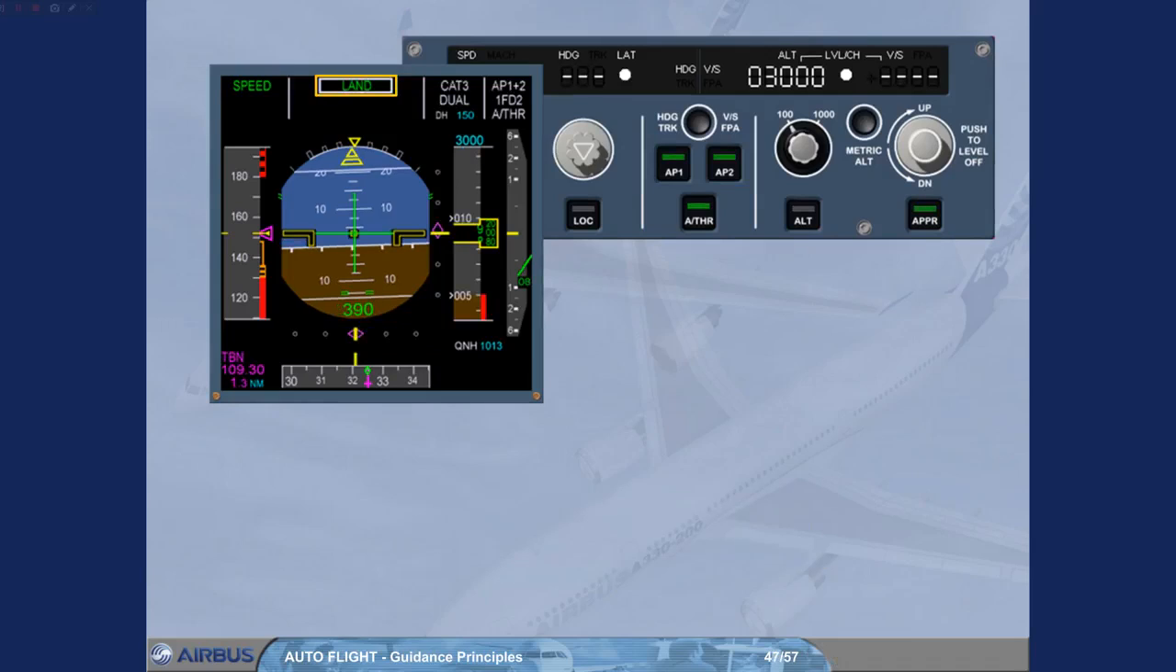Land mode engages automatically when the aircraft is below 400 feet and LOC and GS are engaged. The inputs on the FCU are then no longer taken into account by the FG. Land mode can only be disengaged by a go-around.